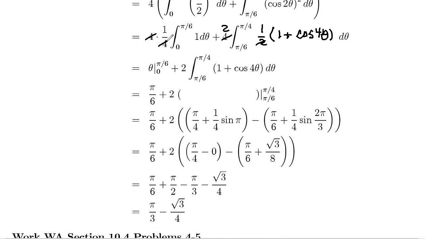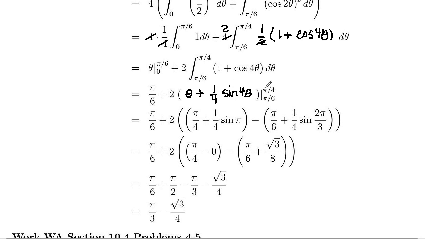So now I've got just the antiderivative of 1, which is theta, 0 to pi over 6. And then I've got the 2 outside here, and 1 plus cosine 4 theta left on the inside. So here, plug in pi over 6, plug in 0 and subtract, we get pi over 6. Here we've got to integrate. So we got that 2 outside here. Antiderivative of 1 is theta, plus antiderivative cosine 4 theta is sine 4 theta, and then multiply by 1/4. So divide by 4 instead of multiplying by 4. And that's going from pi over 6 to pi over 4.